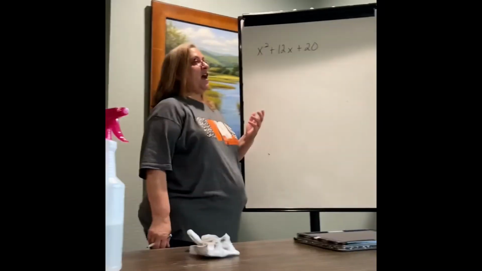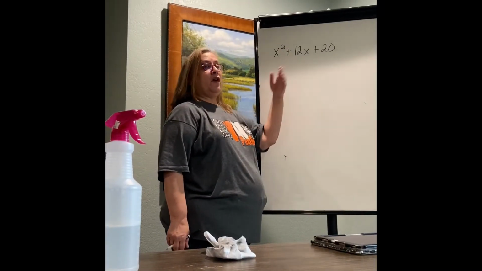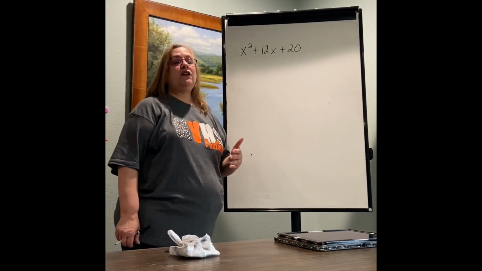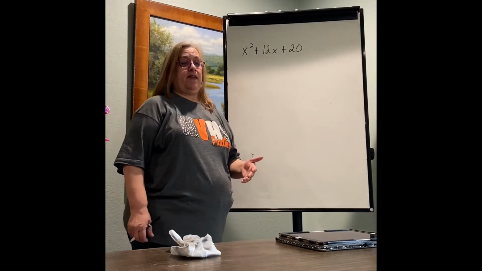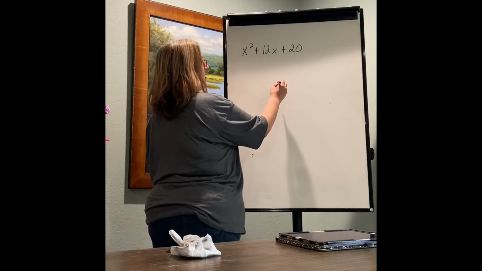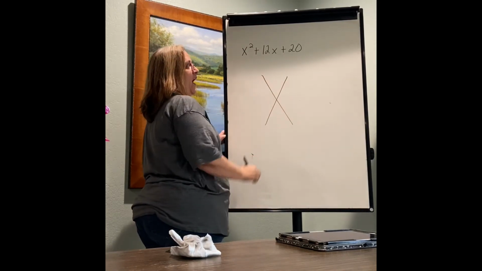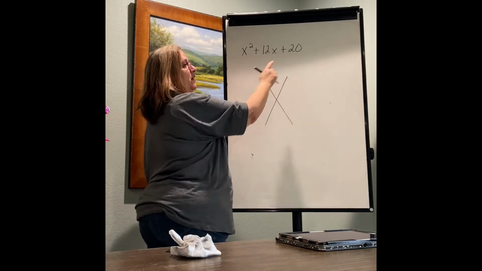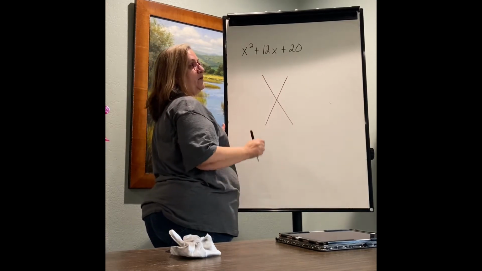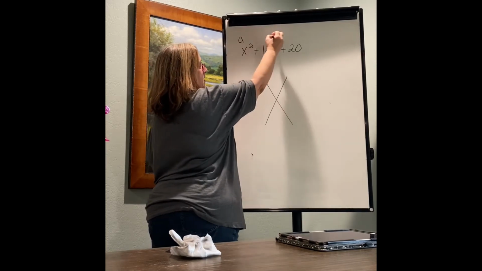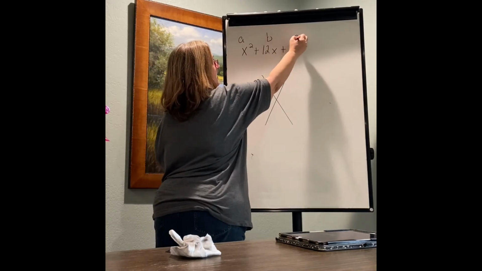So what we're going to do now is we're going to take our trinomial and we're going to turn it into two binomials. In order to do that, we're going to use what we call the x method. So you will make an x on your paper, and then we're going to label this trinomial, because it's in standard form, we're going to label A, B, and C.